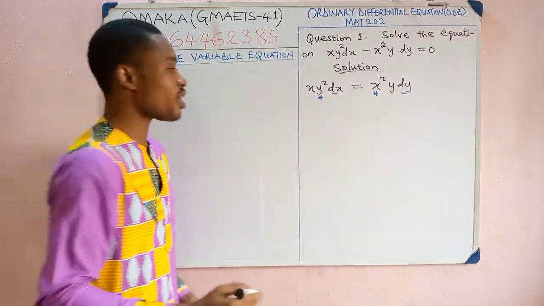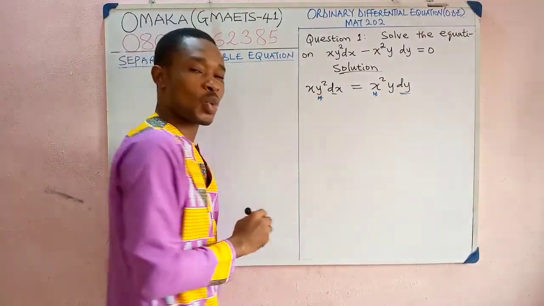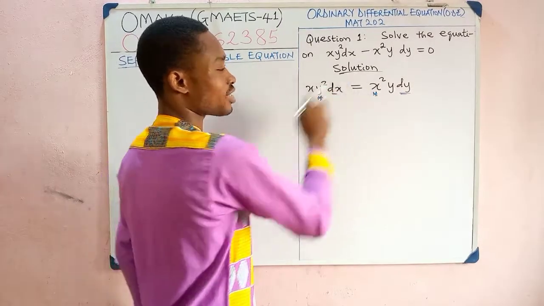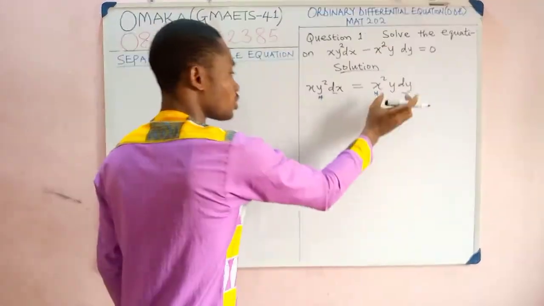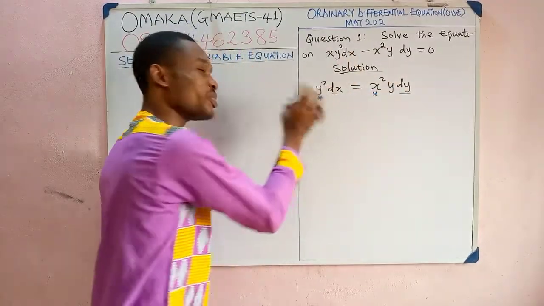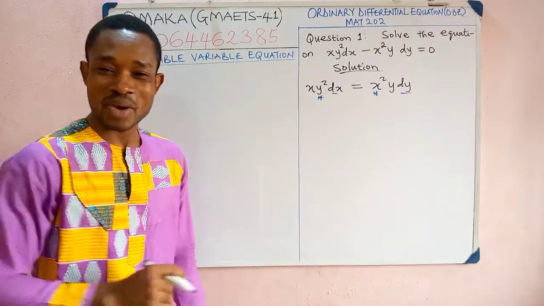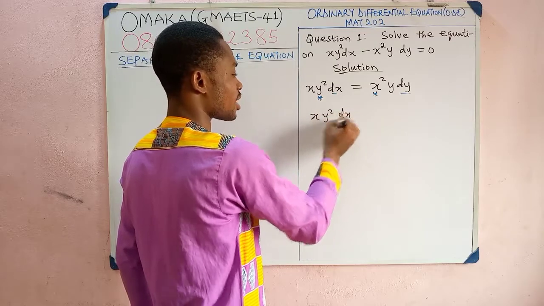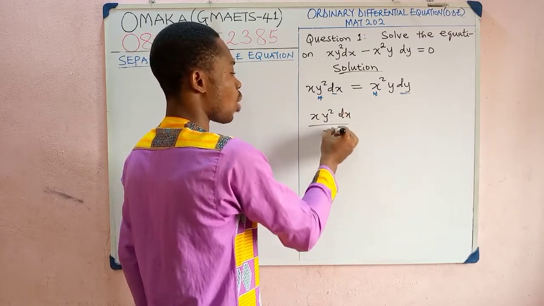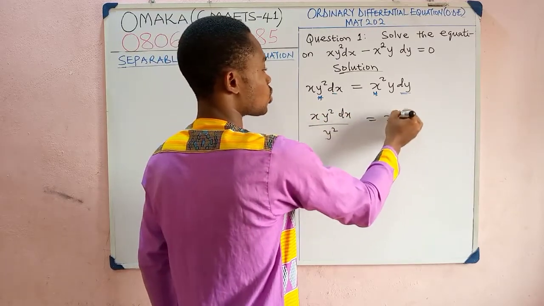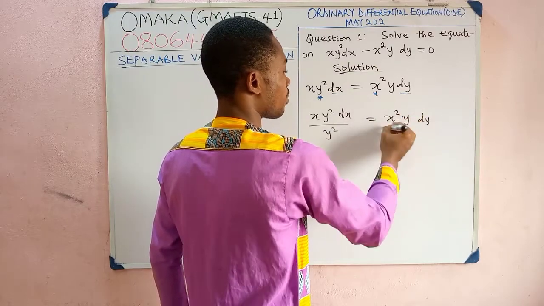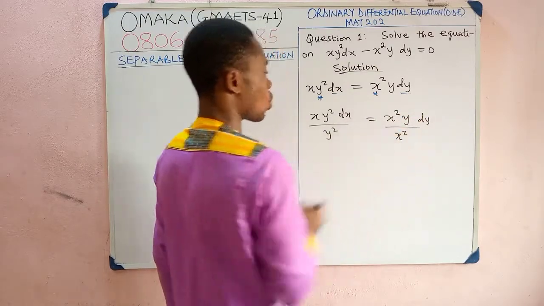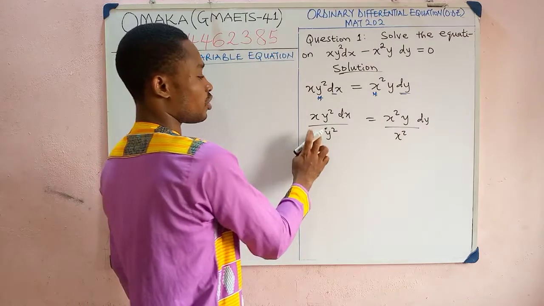Therefore, in separating the variables, I'll divide by y squared, and divide by x squared. Whatever I do here, I'll also do it here. See how fun it is to play with, right? So let's do it and see. This is xy squared dx, I'm going to divide here by y squared. Then equal to x squared y dy, I'm going to divide here by x squared.